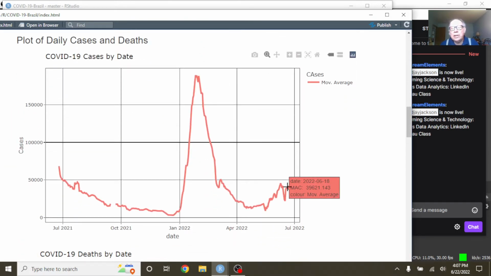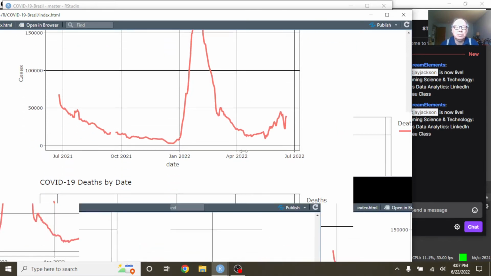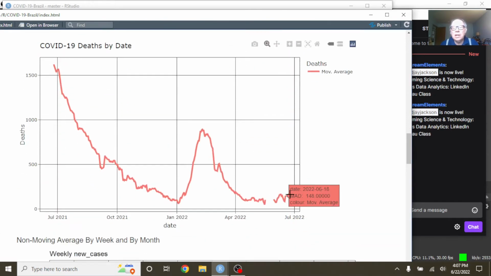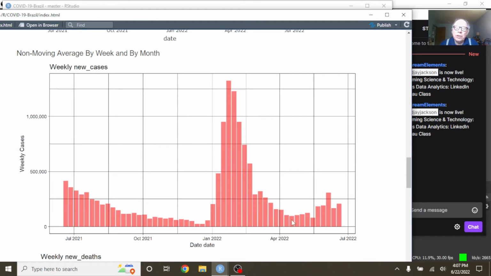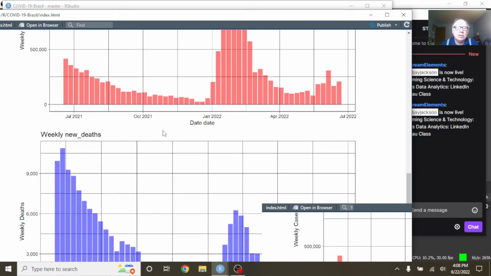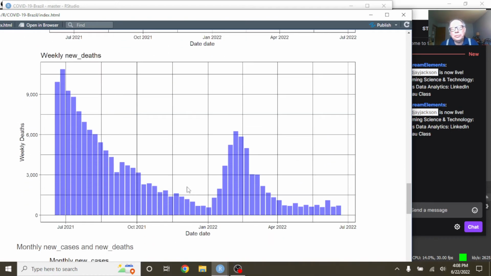And we can look at the numbers here. You can see as of June 18th, you were averaging 39,621 cases per day and 148 deaths per day. You can see the last few weeks you have had an increase in COVID-19 cases on a weekly basis. And hopefully this week is going to be the beginning of a new downward trend in COVID-19 cases in Brazil. And you can see here, nice declining pattern for COVID-19 deaths.